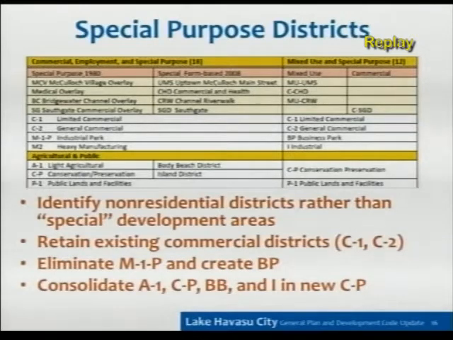And they were never mapped, were they? I mean, they're drawn in the code, but... Correct. BB and I were not mapped. There is no BB on the zoning map, no. And there is no I on the zoning map. They're just areas described in the RUDAT. Correct.